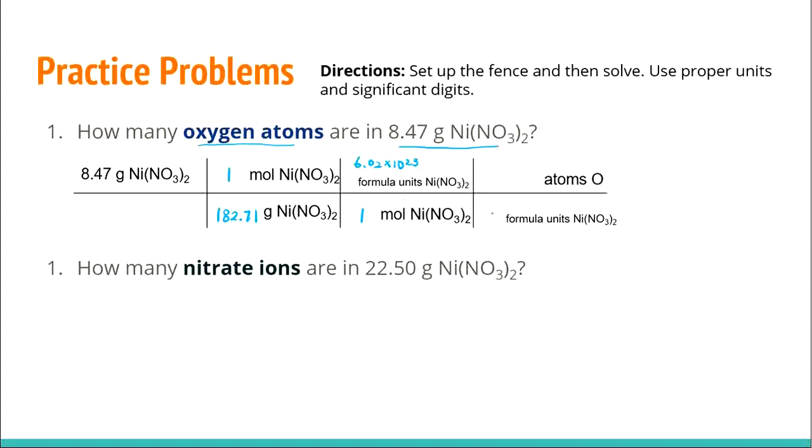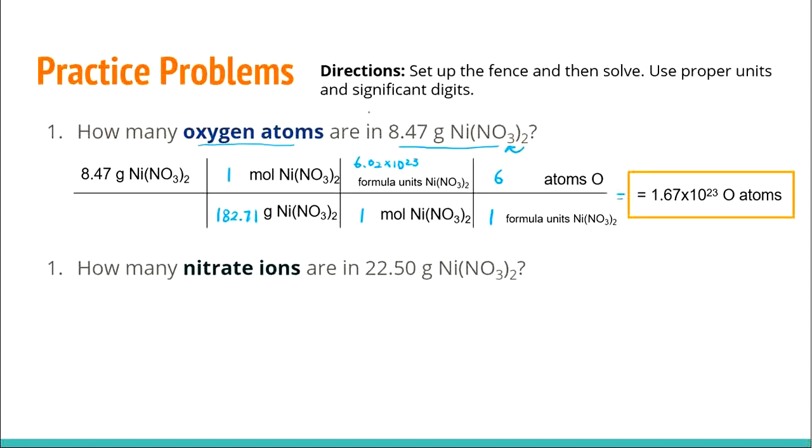And within that one formula unit of nickel(II) nitrate, so within that one compound, how many oxygen atoms do we have? 3 times 2 is 6. We have 6 oxygen atoms. So multiply across, divide by the numbers on the bottom, and you should get an answer of 1.67 times 10 to the 23 oxygen atoms.